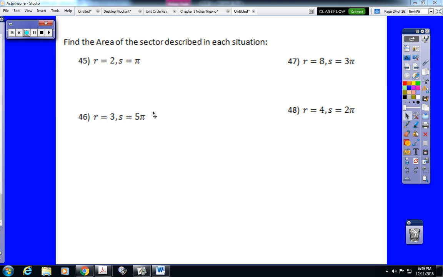Okay, here's the video for page 6. This is probably the last one I'm going to be able to do today without my hand falling off. So here we go. Find the area of the sector described in each situation.